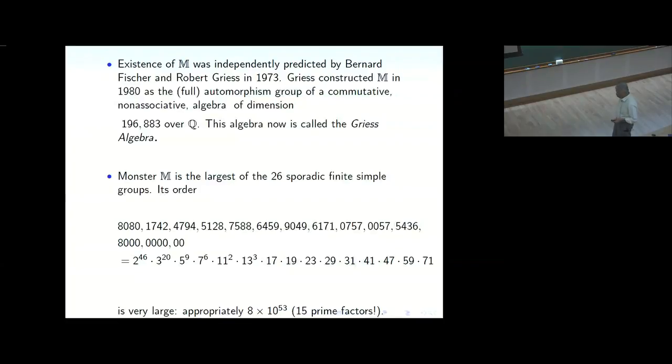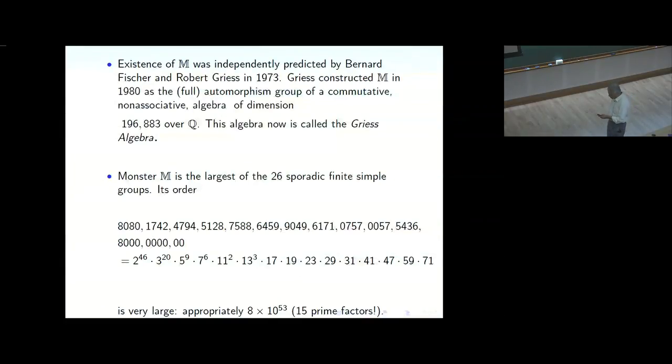Well, this monster group is an extraordinarily attractive object. It was predicted by Fischer and Griess in '73, and its construction was done by Griess in 1980. It acts as the automorphism group of a non-associative algebra of this dimension, which of course is called the Griess algebra.